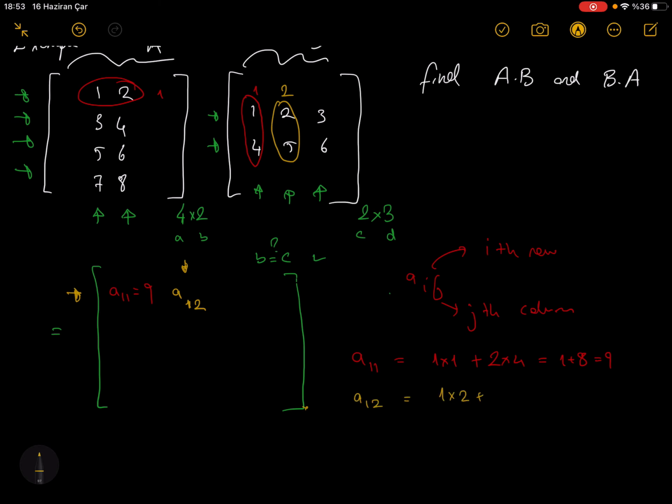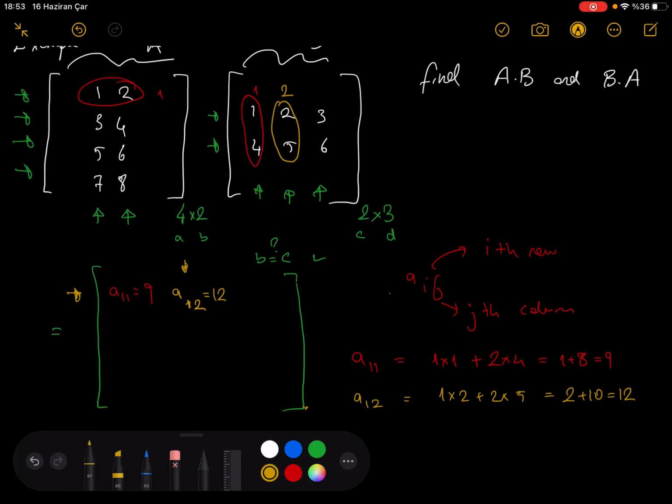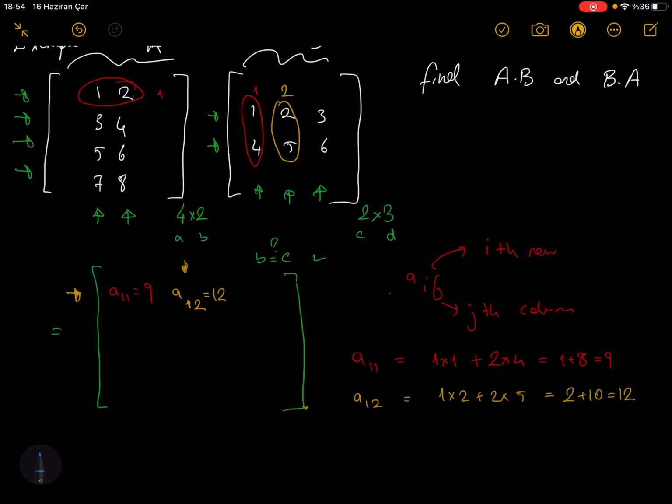1 times 2 plus 2 times 5 equal to 2 plus 10, which is 12, right? Okay, let's choose another color as well, the blue one. And this is the first row. I am still in the first row because I am not finished. I am not done going over all the columns. So this is the third column.